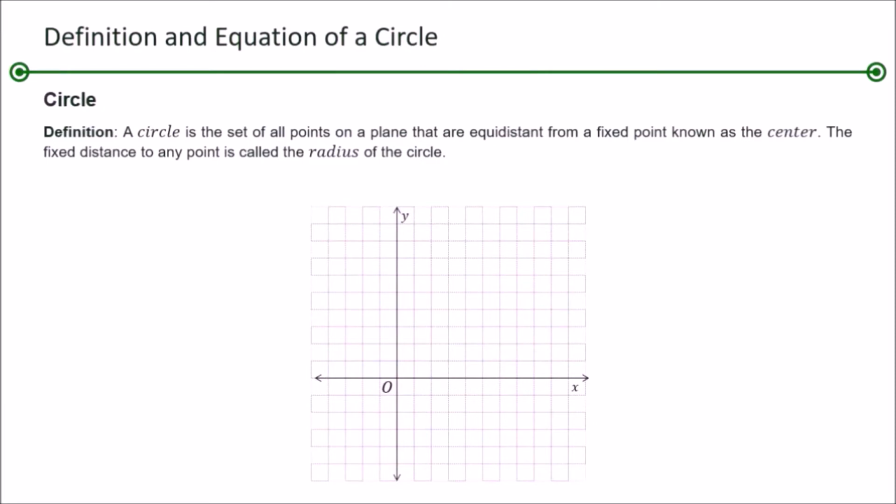To illustrate, let's say that this point C is the center of the circle. We try to plot several points on this plane and trace as many points as we can to have the pattern of the circle. As mentioned from the definition, the distance from point C to any point on the circle is the radius of the circle.